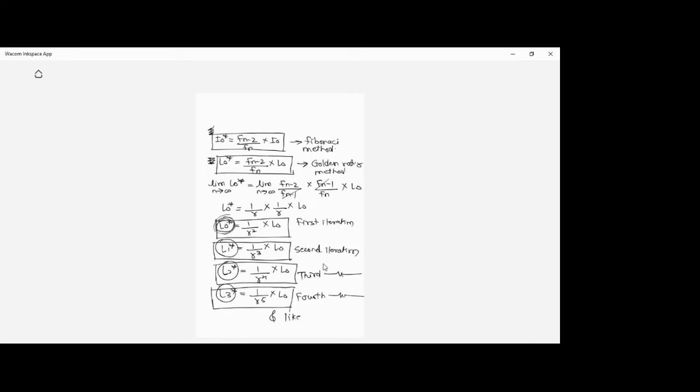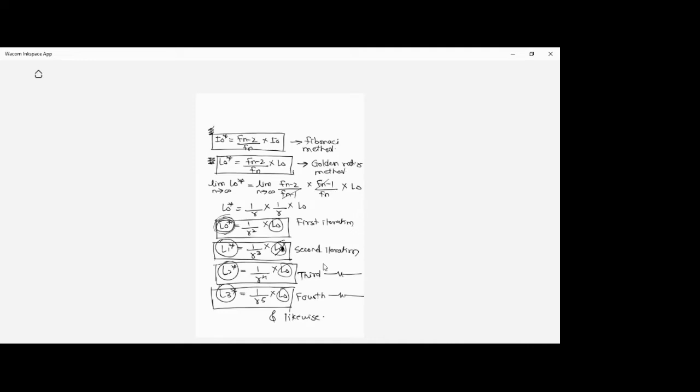So I'm hoping that you have understood what we have seen up till now. What is important here is that in each of these formulas, L0 is common. Don't make it L1 star is equal to 1 upon r cube into L1. This is not the right formula, right? In every step it is with respect to L0 only, that is to be remembered.